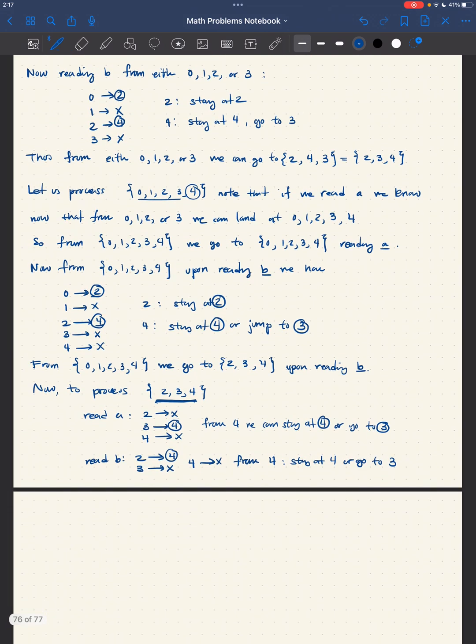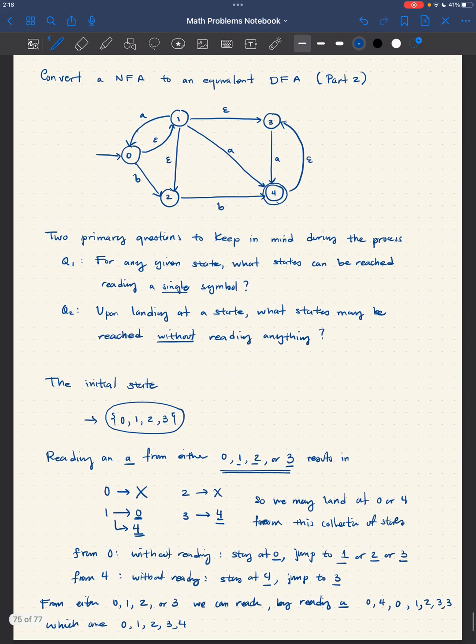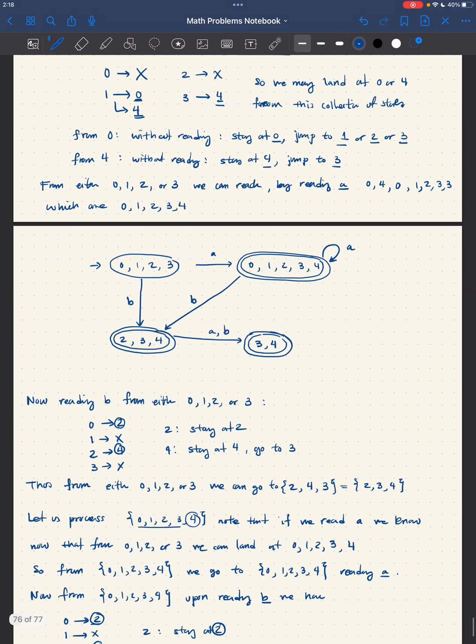So now, from the state 3, 4, let's organize it. Let's say that we read A. Well, if you read an A from 3, we go to 4. If we read an A from 4, we do nothing. And how do we know that? Well, we can just go back to the diagram that we just had over here and analyze it in just a few seconds, and we see that that's exactly what corresponds to that case.